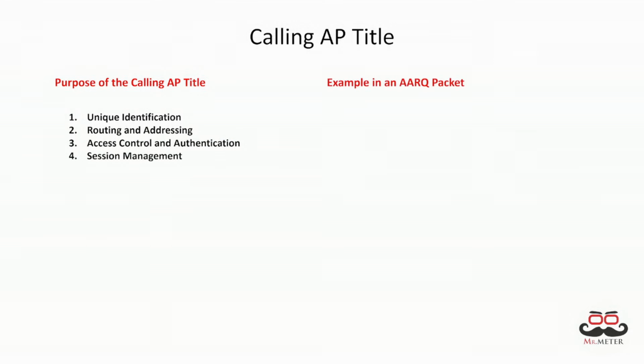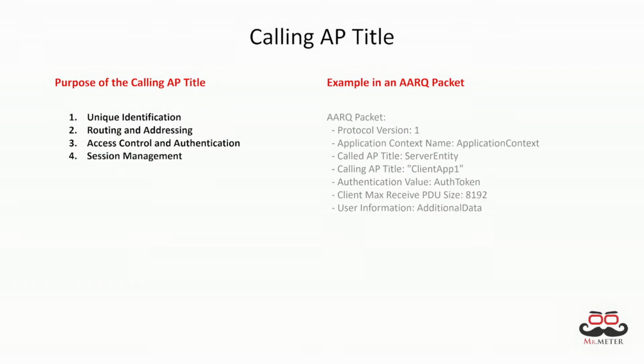The structure of the calling AP title is as follows. The calling AP title is typically structured as a unique name or identifier, depending on the specific protocol or system. It could be a human readable name, an object identifier, or a distinguished name. The human readable name will be a string representing the name of the application or entity, like client app 1.